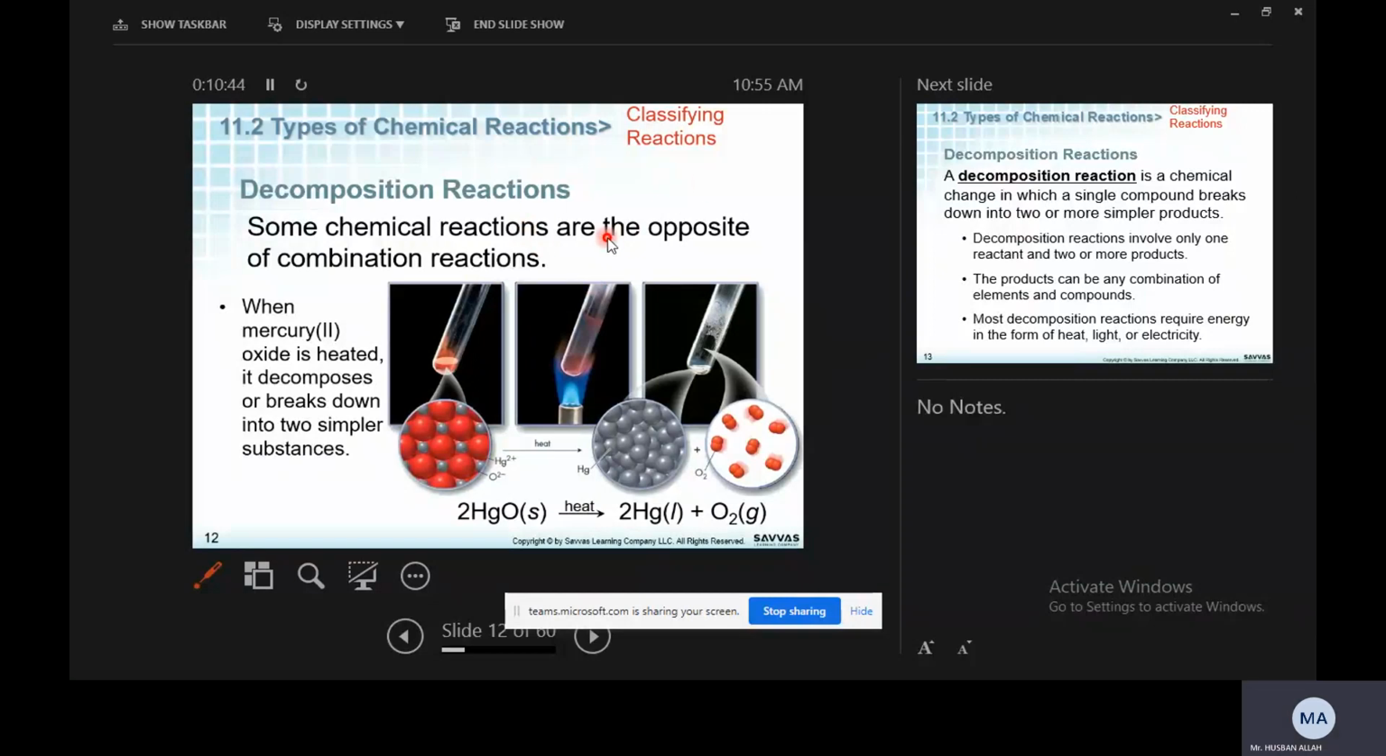Some chemical reactions are the opposite of combination reactions. In combination, we are combining something. In decomposition, we are splitting something. Opposite, right? The example is mercury II oxide, or mercury oxide, HgO, right? When you give heat to it, it will decompose, or break down, into two simpler substances. If you look at mercury oxide, the first simple substance is made from which element?